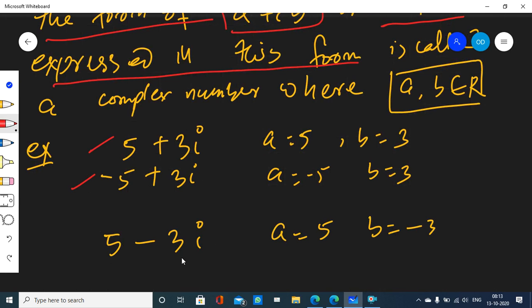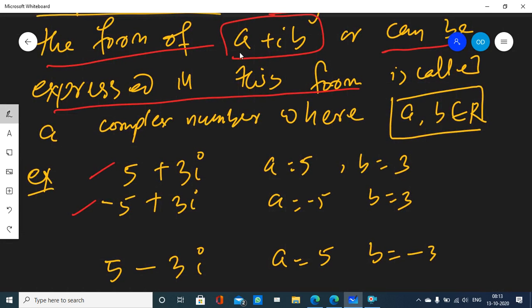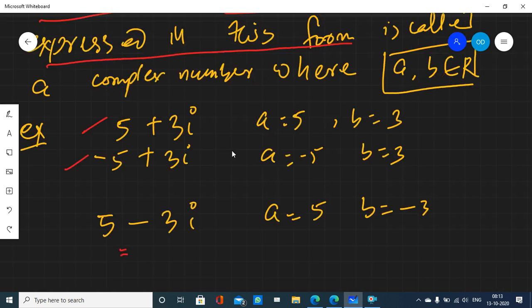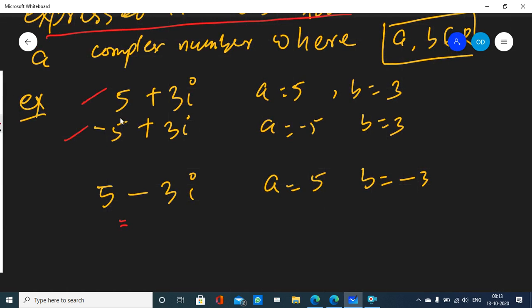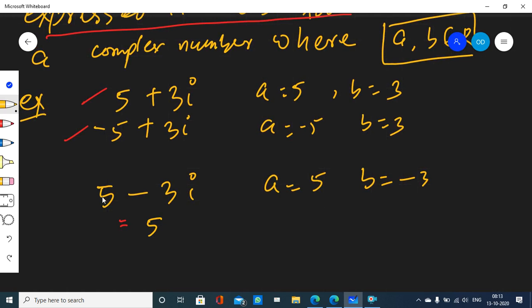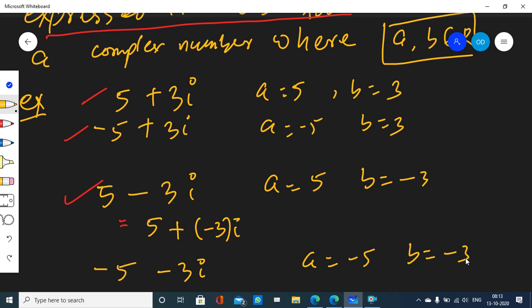Because you see, this is actually not in standard form, because in standard form there is a plus between them, right? a plus ib. In standard form there is a plus between them. So in order to bring that plus into the picture, what you do, you write it as 5 plus minus 3 into i. Now see here, a is 5 and b is what? Minus 3. So this is another complex number. Minus 5 minus 3i. Well, here a is minus 5, b is minus 3.